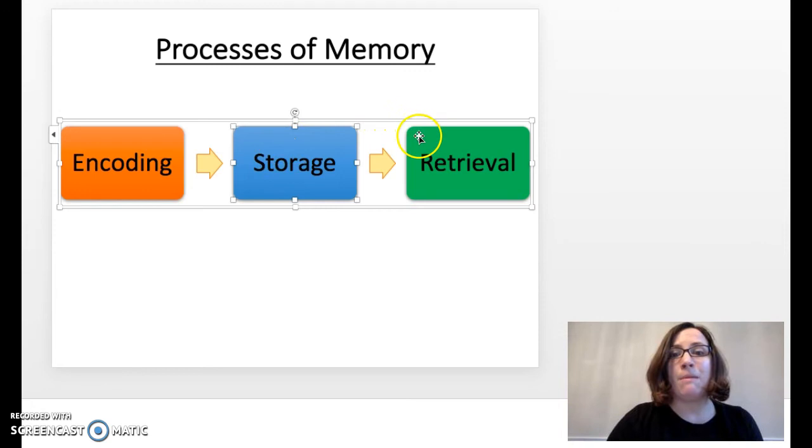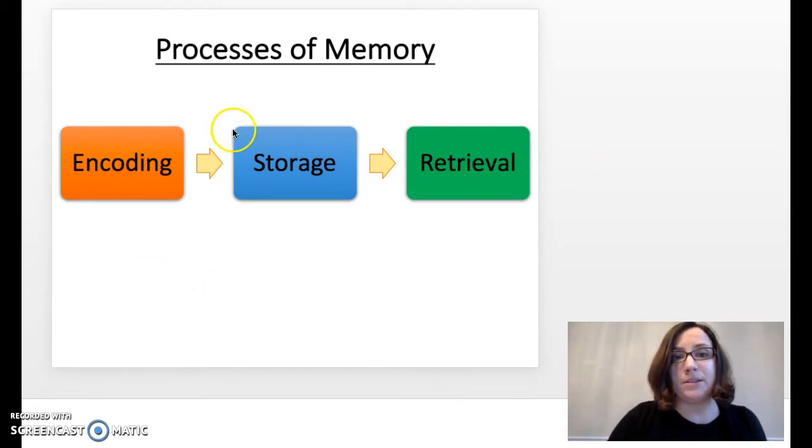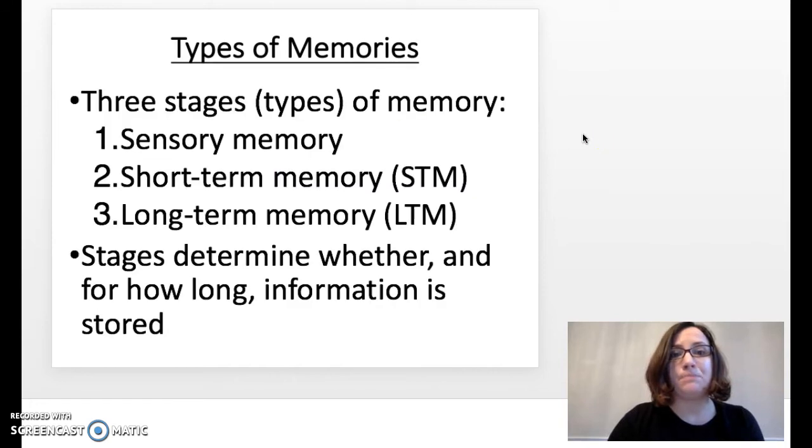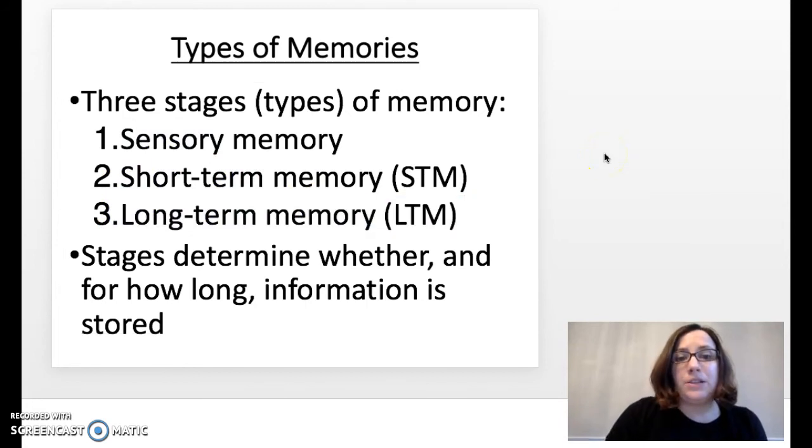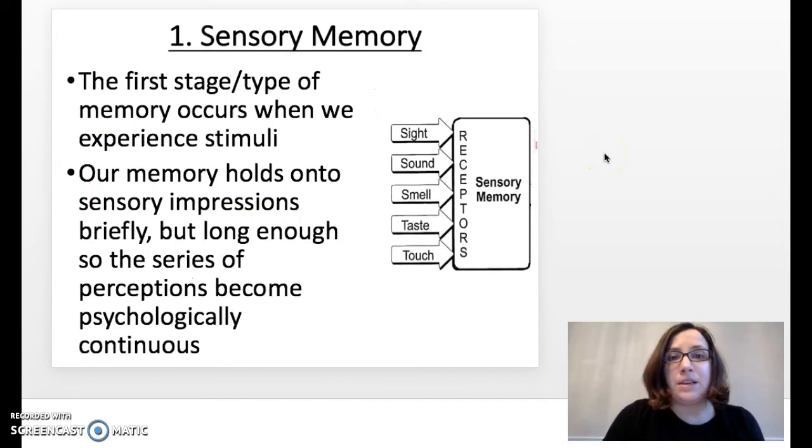And then the process of memory is such that we are then able to remember something or retrieve it. So the processes of memory is really these 3 components. When it comes to different types of memory, though, there are again 3 different components that we look at. So we've got sensory memory, short-term memory, and long-term memory. So let's just revisit these 3 types of memory.